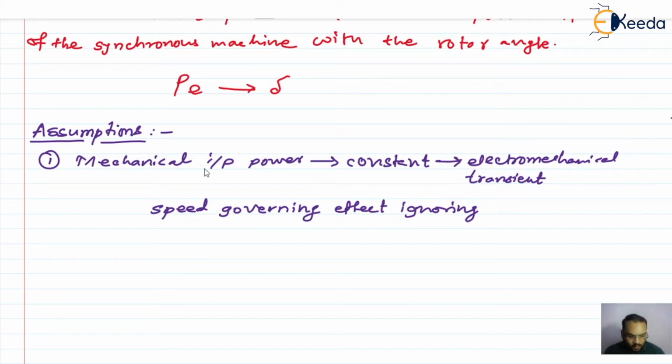Okay, because we have to give the justification for the assumptions, so this would be the justification for this assumption. Because the transient period is lasting for some order of cycles, and during that period the speed governor is unable to respond, that is why we can consider the mechanical power to be constant for that much period of transient.